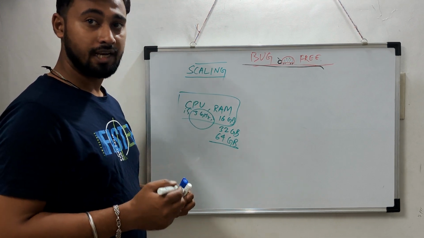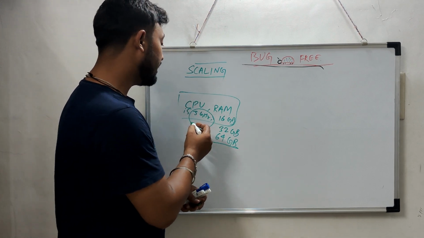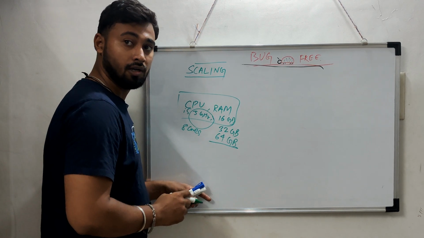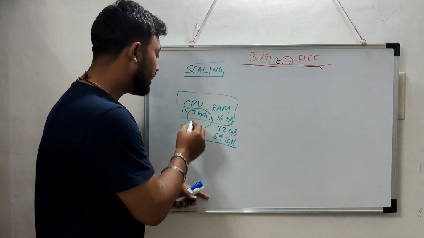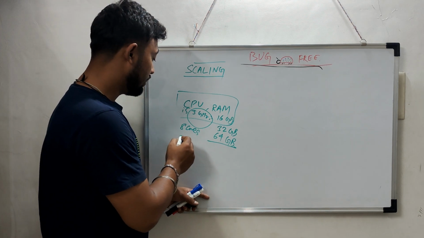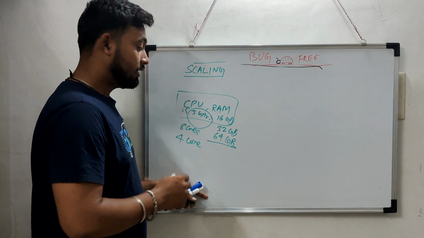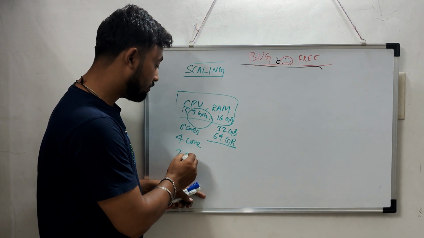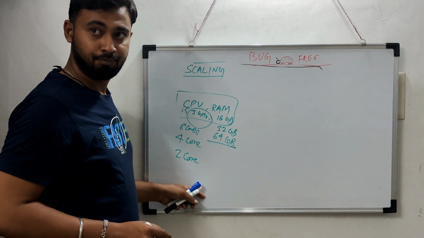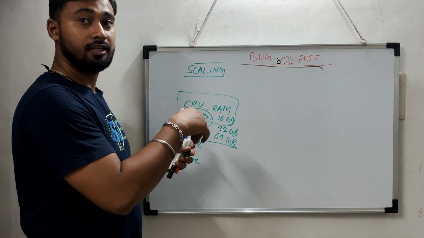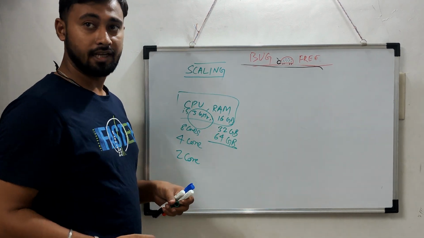Now, what is downscaling? Say it has 8 cores, an octa-core. We decrease the number of cores available. We decrease to 4 cores, and it becomes a quad core. Then we decrease to 2 cores, and it becomes a dual core system. So this is an example of upscaling or downscaling.